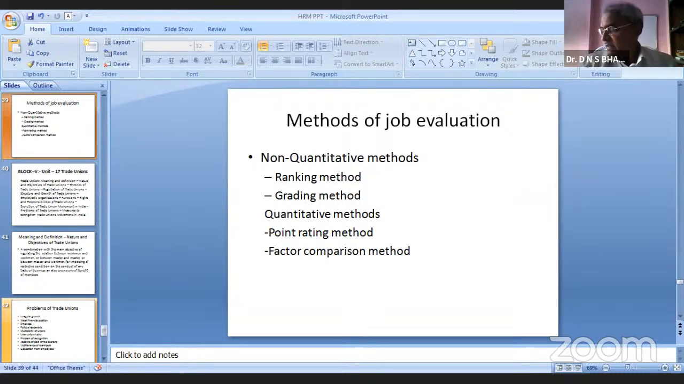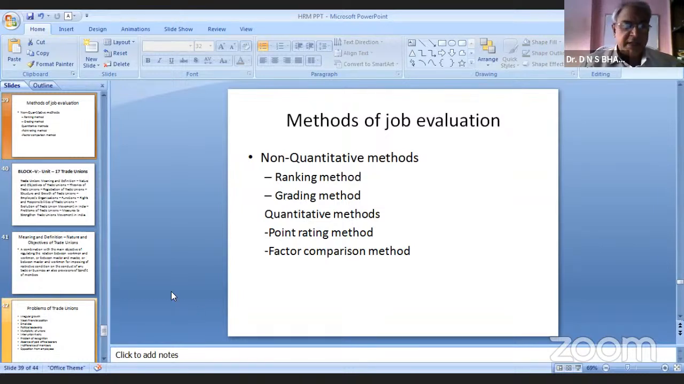Another thing is that it familiarizes a person with the work of the job but does not give appropriate ranks. For a person, this ranking method will provide an understanding about the jobs, but it will not give appropriate ranks on that. These are the various aspects you have to understand on job evaluation, the two methods of job evaluation. Then coming to the second one, that is the grading method.